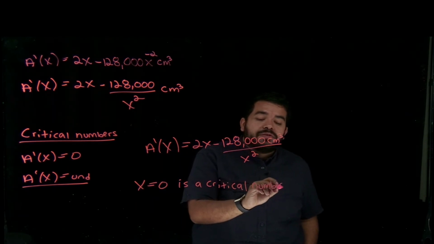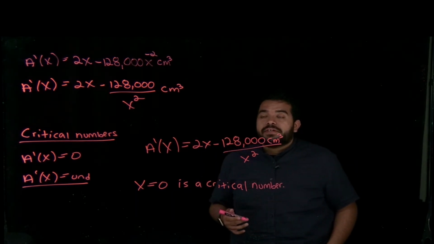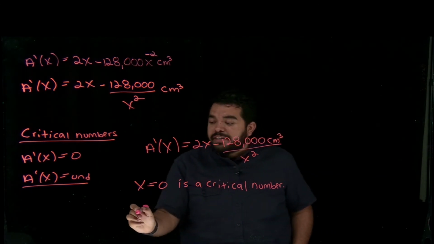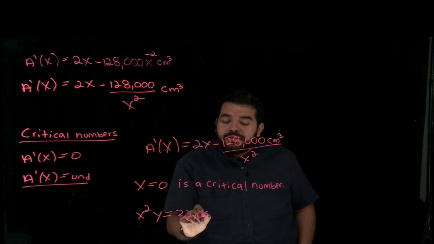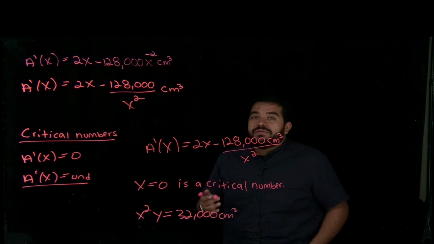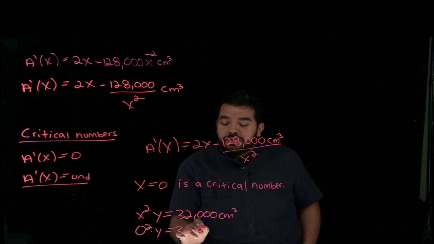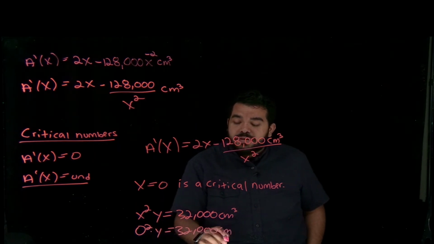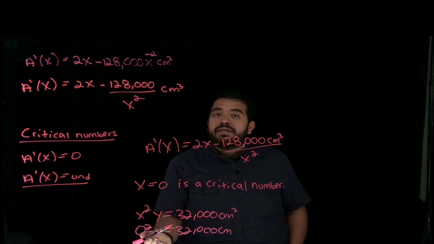But is this a value that I want to use? Well, remember that we do have a requirement that we have to satisfy. And that requirement is that x squared times y must be equal to 32,000 centimeters cubed, because this is your volume. Now, what happens if you let x be 0? Well, if you let x be 0, we're saying that 0 squared times y is equal to 32,000 centimeters cubed. And will this be true? No, because 0 times anything will be equal to 0, and 0 will not be equal to this here.